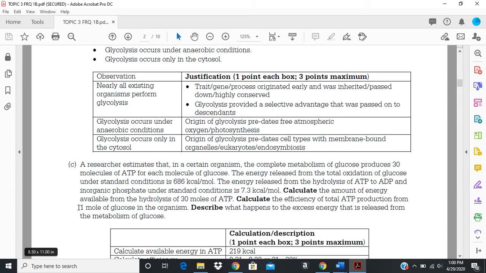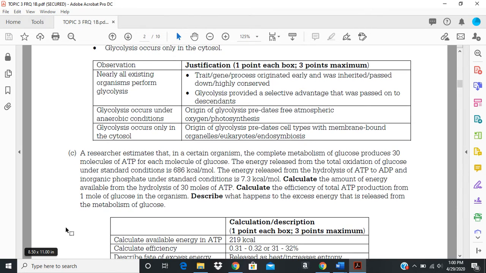So we know that glucose is making 30 moles of ATP. So we're making 219 kilocalories. There are 686 kilocalories per mole in a complete molecule of glucose. So what this is asking is what percent of the energy of a glucose molecule goes into making ATP? And the answer to that is about 32%.